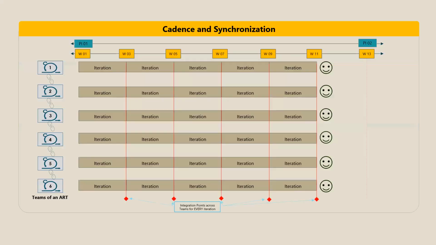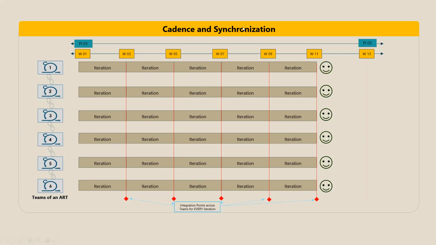So what is cadence? Look at the teams. There are 6 teams in an ART, 1, 2, 3, 4, 5, 6. They have their individual team cadences. Every team is working on its own rhythm, iteration after iteration. Whether it's team 1 or team 2, it's a 2-week iteration. You start at week 1, end at week 2, and then you start another iteration. So each individual team is working on its own cadence. Now, it is one PI. We'll come to what a PI is, but just keep in mind that it's one PI. When everything happens in cadence, synchronization is easy.